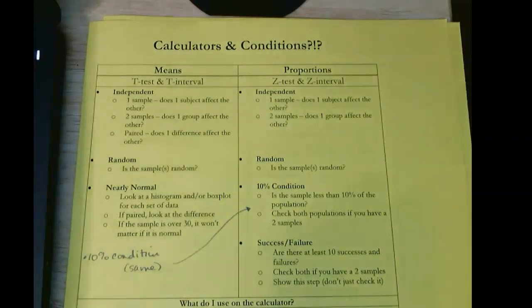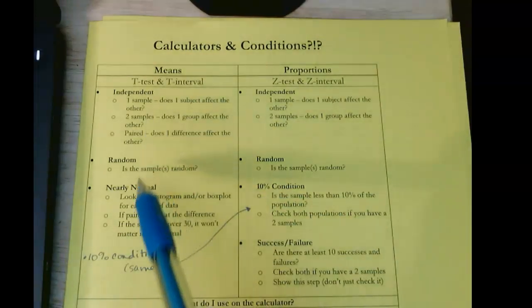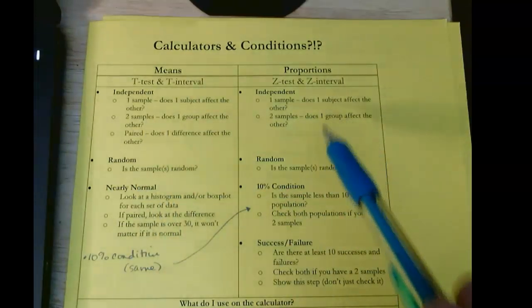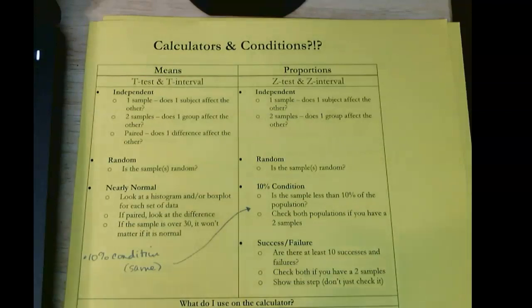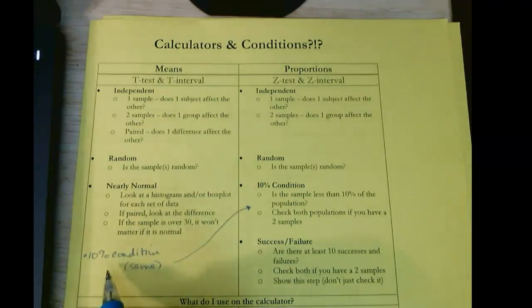So what we have here is a graphic organizer that has everything we need to know about means and proportions. Right here it has all the conditions for means and all the conditions for intervals. I went ahead and wrote the 10% condition on means.